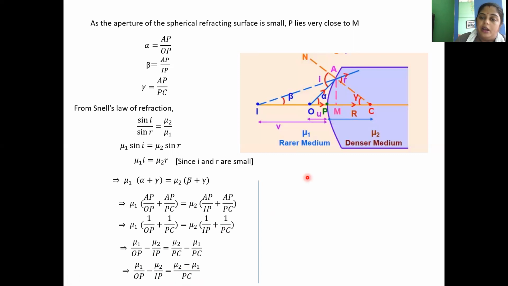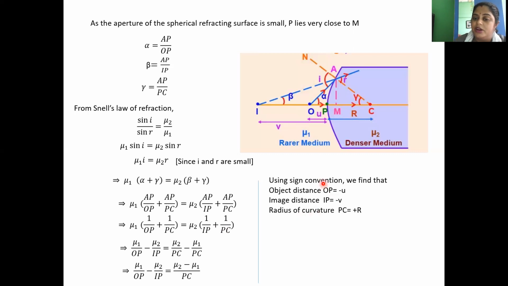Now we will use the new Cartesian sign convention. According to the sign convention, what will be the sign of u and v? Both are on the left side of the pole, that is, we are measuring in the direction opposite to the incident ray. So u and v will be negative. Only R will be positive. Object distance OP is negative, IP is negative, only radius of curvature PC is positive.